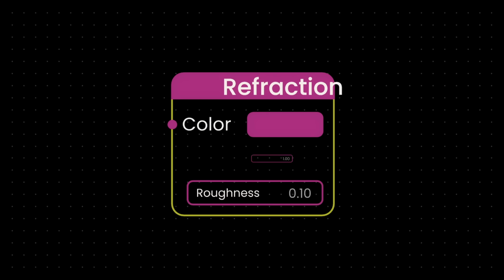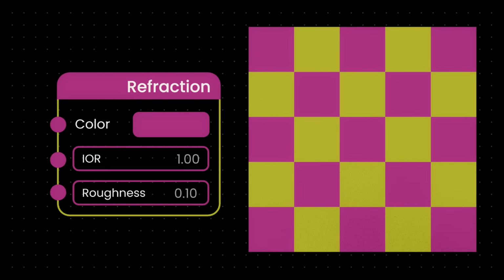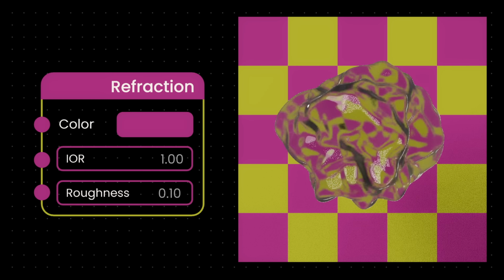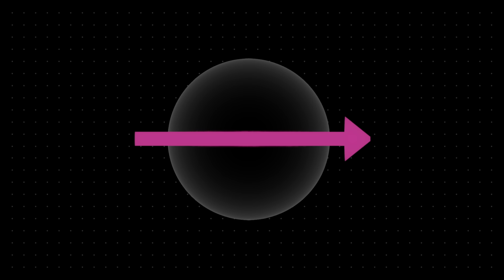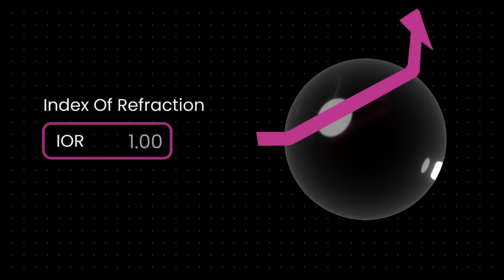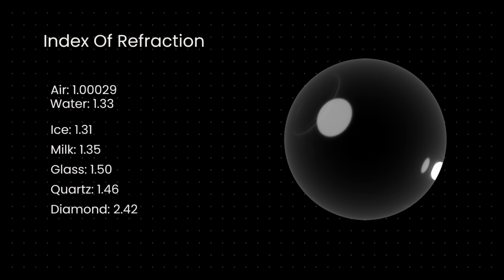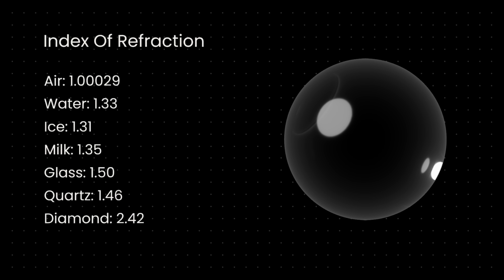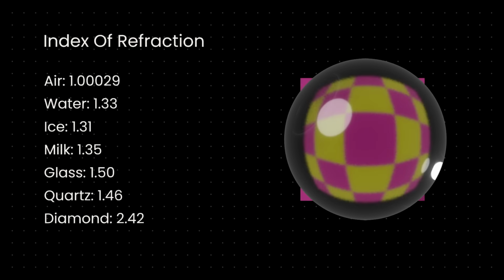And then we have the refraction shader, which is used for transparent materials like glass, water, and crystals. And instead of bouncing off, light goes through the surface. And a value called IOR, or index of refraction, controls how much the light bends inside. You can look up real-world IOR values on Google, and if you use these in your shader, the light will bend more realistically. For example, clear water has an IOR value of 1.33.